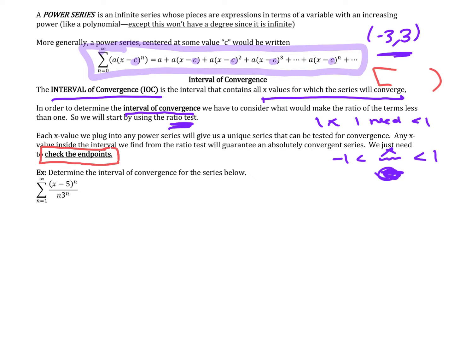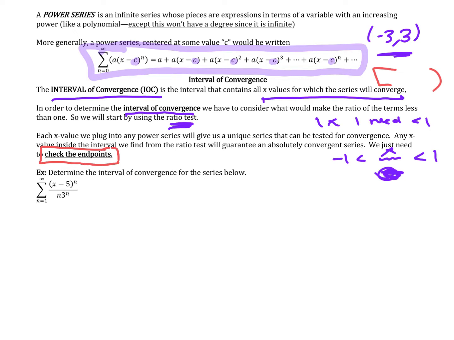So, step 1, perform the ratio test to identify the interval of convergence. Step 2, solve that absolute value statement to figure out what the interval is going to be. Step 3, create a series with each of those endpoints and test to see if that series converges or diverges so that you can finalize that interval. So let's walk through this together. Let's first perform the ratio test.